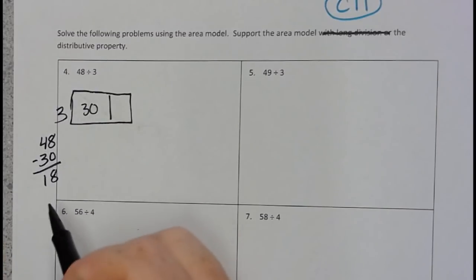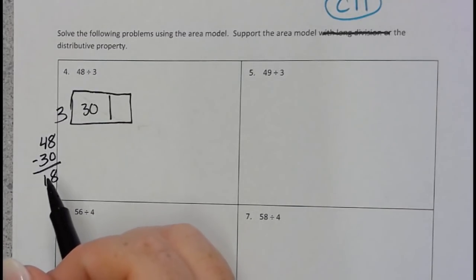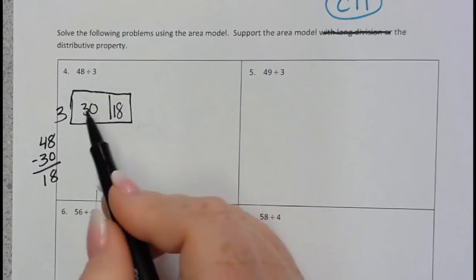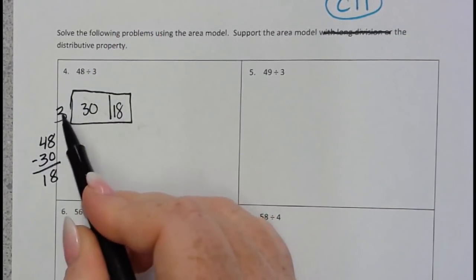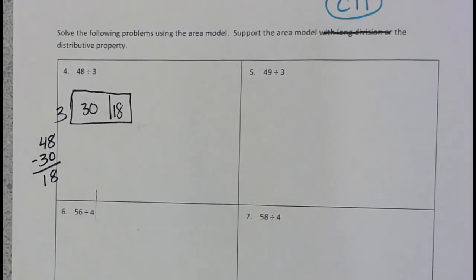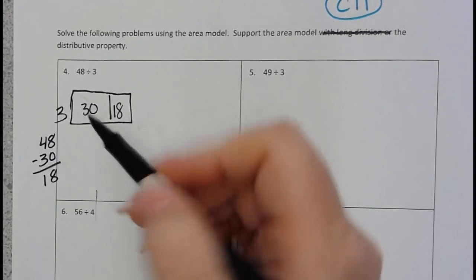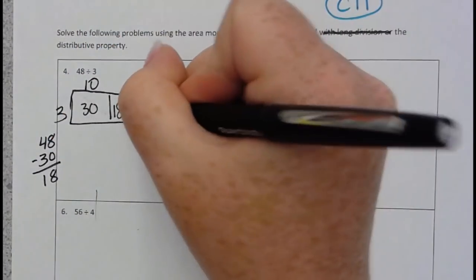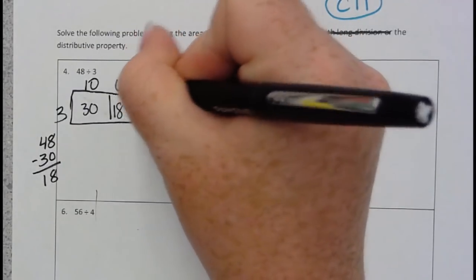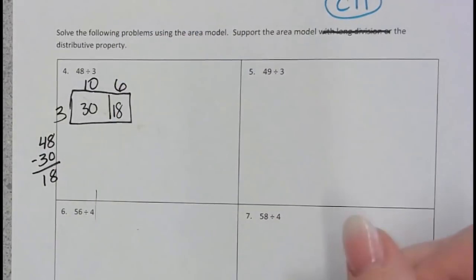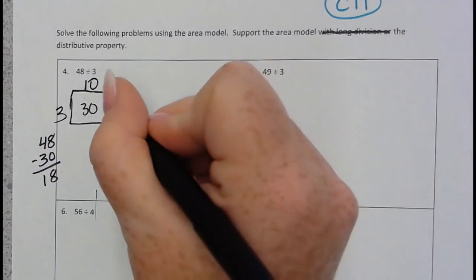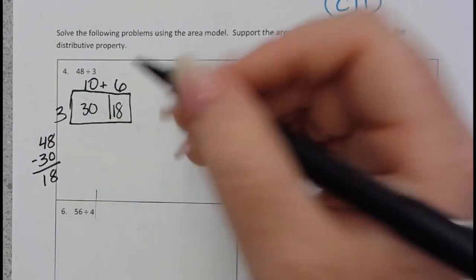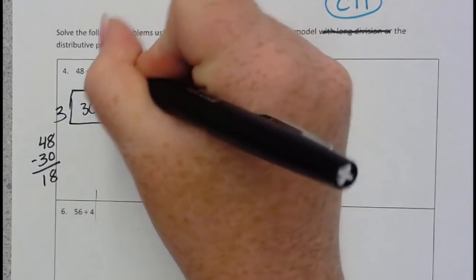Now, will 3 go into 18 evenly? Yes, it will actually. So that leaves my other space already marked for me. So I have 30 divided by 3 and I have 18 divided by 3. Okay, so 30 divided by 3 is 10. Or 3 times 10 is 30. And then 18 divided by 3 is 6. Or 3 times 6 is 18. Okay? And so then again, I would add my 2 partial quotients up here together. And 10 plus 6 is 16.